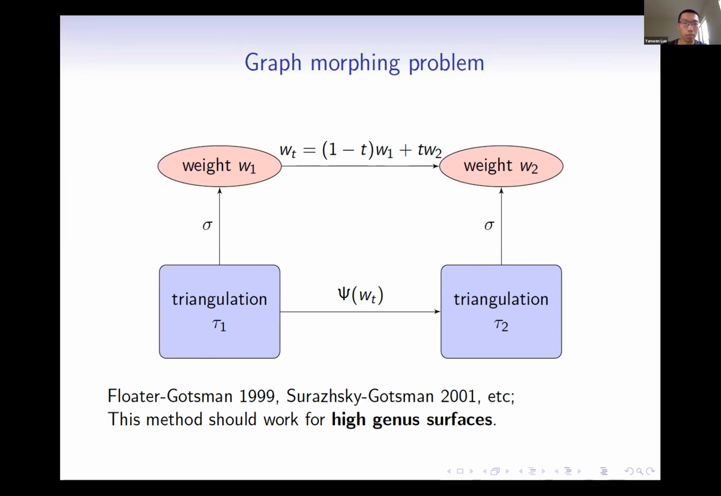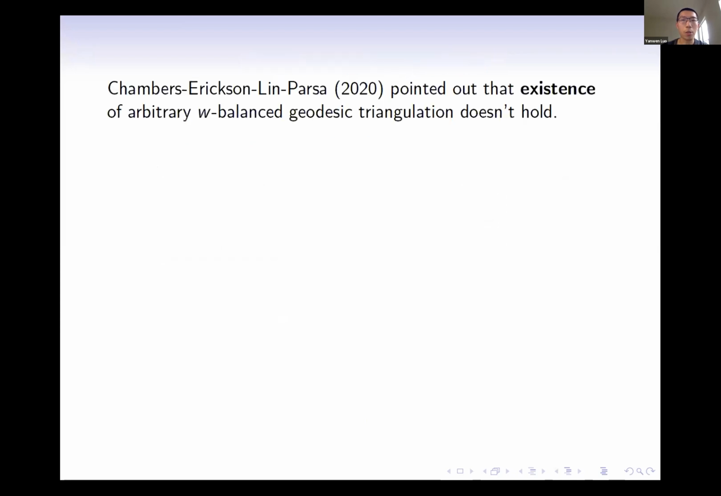Okay, so this framework works for hyperbolic surfaces and provides a solution to the graph morphing problem. So it's very natural to ask, does this work for other surfaces? Probably it's too good to be true for the spherical case, because this is positively curved and we don't even have a unique geodesic connecting two vertices. But how about the flat torus case? Does this framework work for the flat torus? It turns out that this does not work for the flat torus.